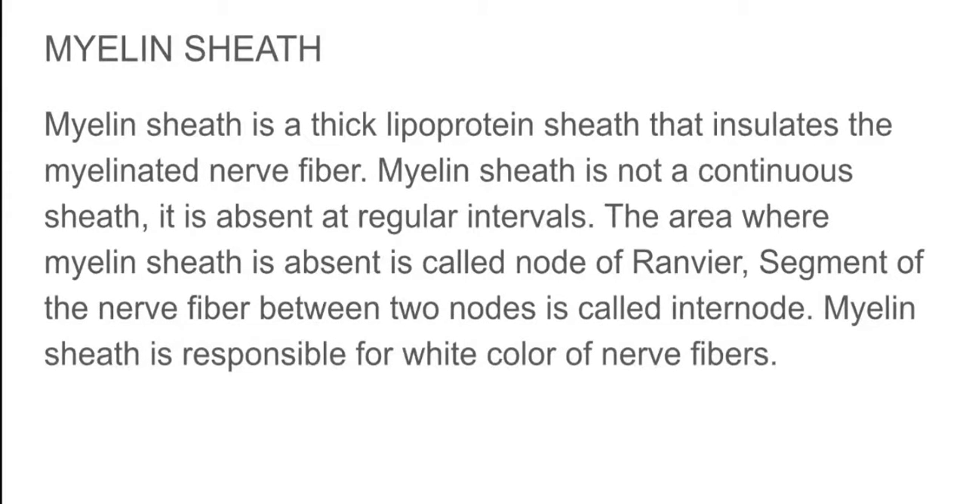Myelin sheath. Myelin sheath is a thick lipoprotein sheath that insulates the myelinated nerve fiber. Myelin sheath is not a continuous sheath, it is absent at regular intervals. The area where myelin sheath is absent is called node of Ranvier. Segment of the nerve fiber between two nodes is called internode. Myelin sheath is responsible for white color of nerve fibers. So this is all about myelin sheath.